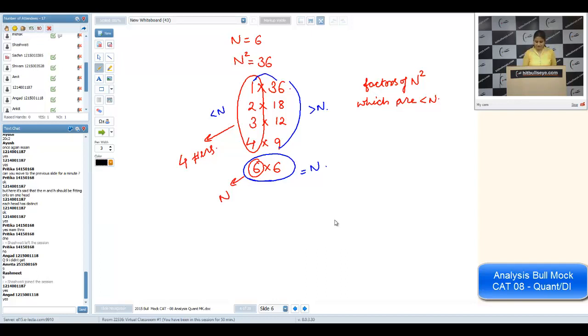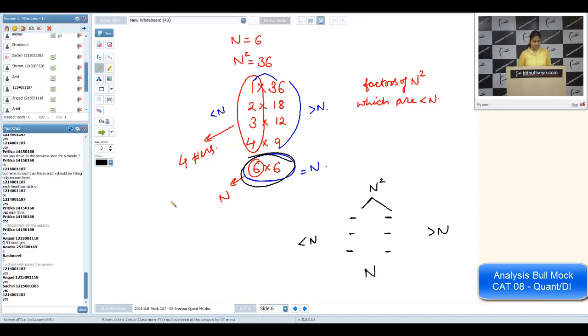In the original question, it was said that there are 3 factors which are less than n. If there are 3 factors which are less than n, of course more than n, there should be 3 corresponding factors, and there is one more factor which is n, that is corresponding to 6 into 6. Are you okay with this? Yes, all of you? Angad, Pritika, Rashmeet, Amrita?